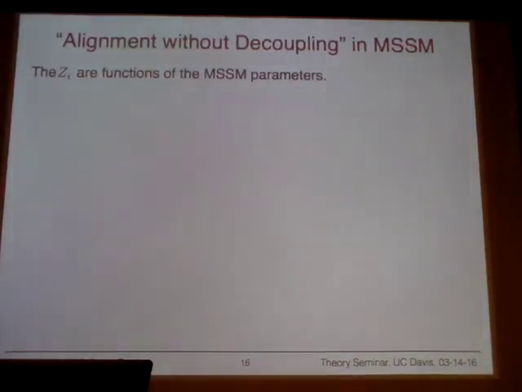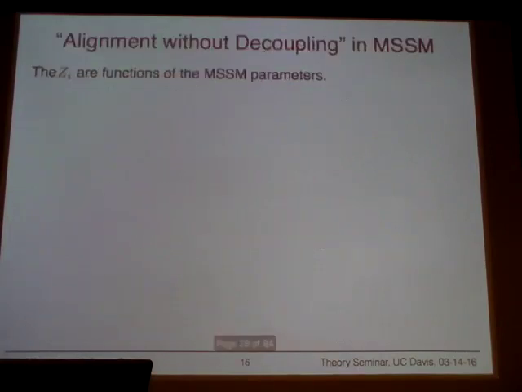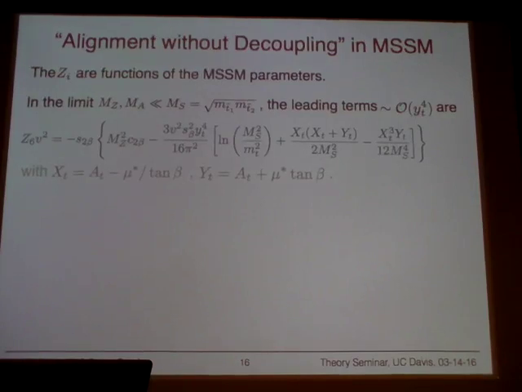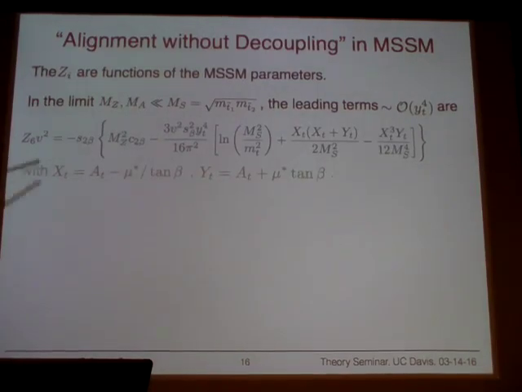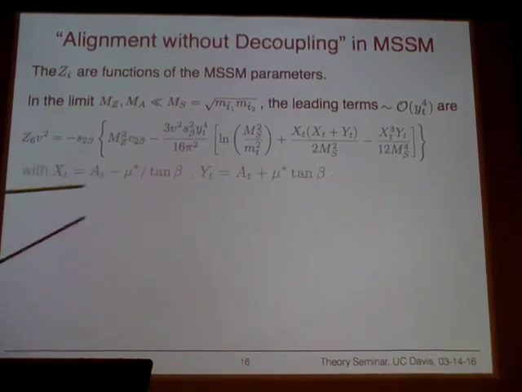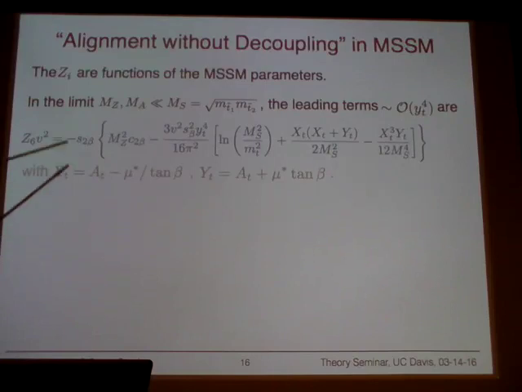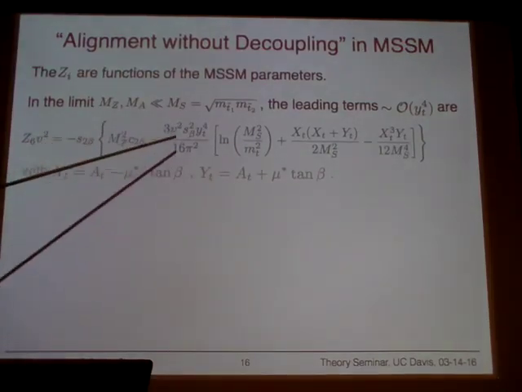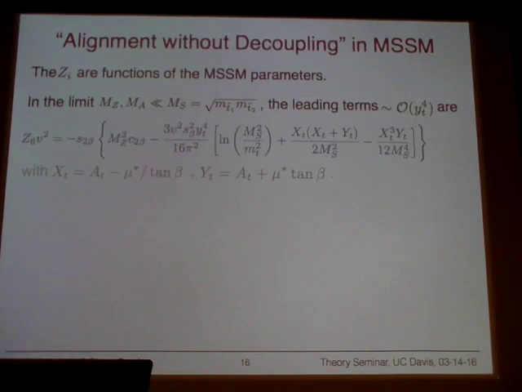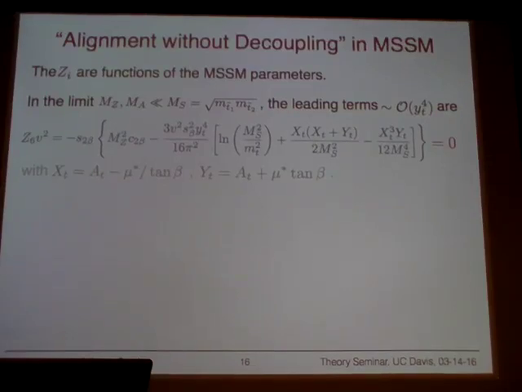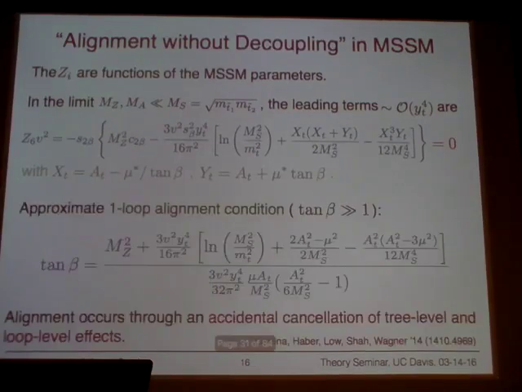So the first thing to note is that these Z parameters are all functions of the MSSM parameters. If we calculate the leading terms at one loop for this Z6 term, this off-diagonal piece, we derive this quite lengthy expression. This is the tree-level piece, and this is just the contributions from the top and stop sector. And this we want to set to 0 to get into the alignment limit.